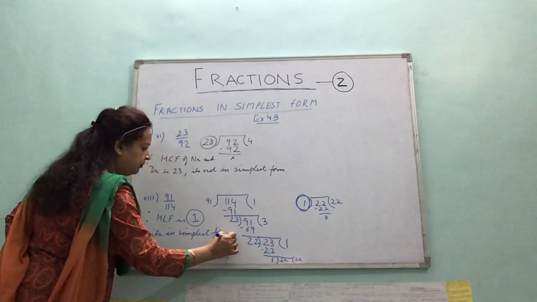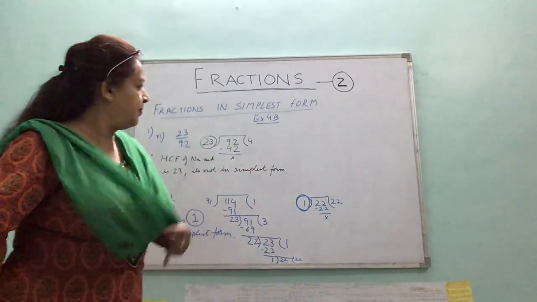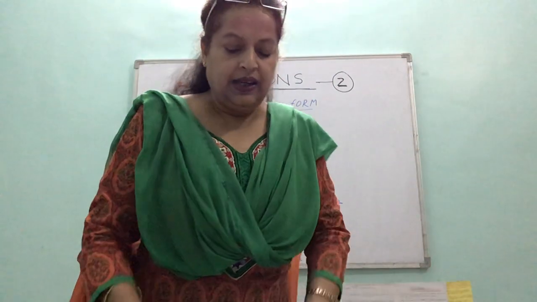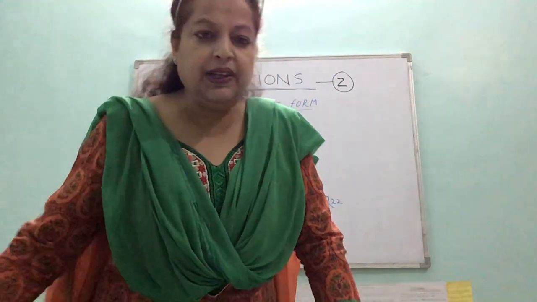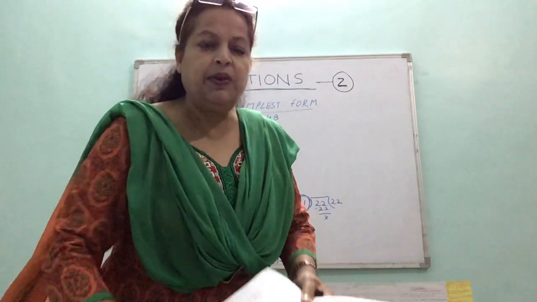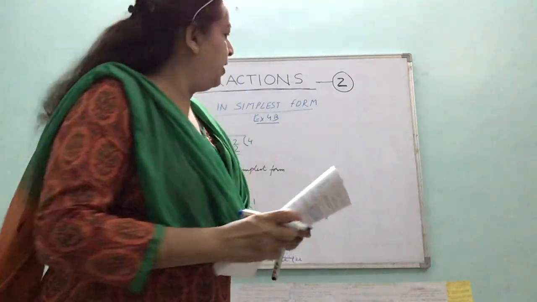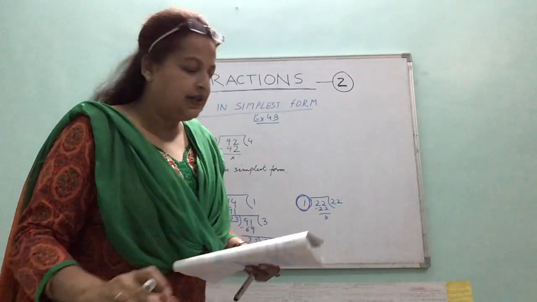Alright children. So, this is how you decide whether the fractions are in simplest form or not, by the long division method, HCF. Now, the second question, there are only 2 questions in this exercise. For this exercise, I will give the assignment. You can do the even questions, so that you are able to do even questions for both. So, I am reducing this exercise work to half.